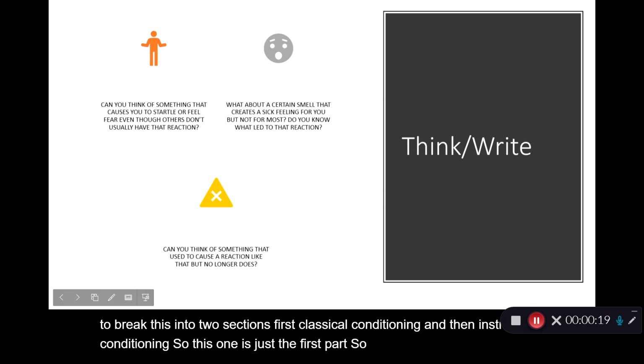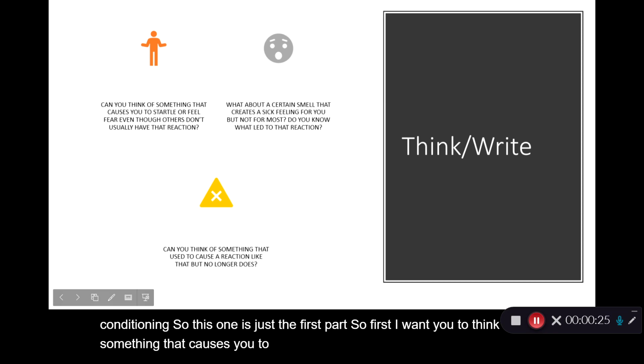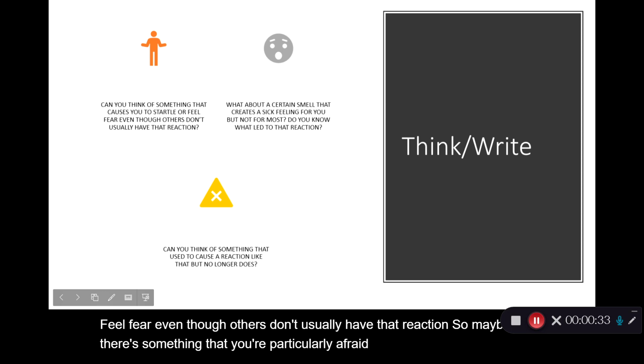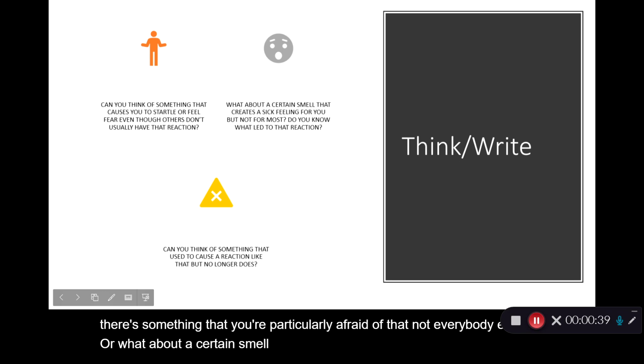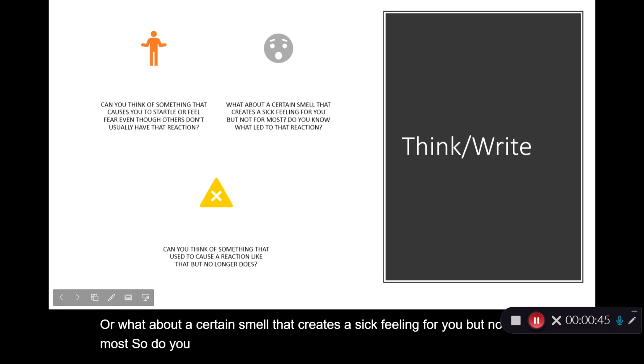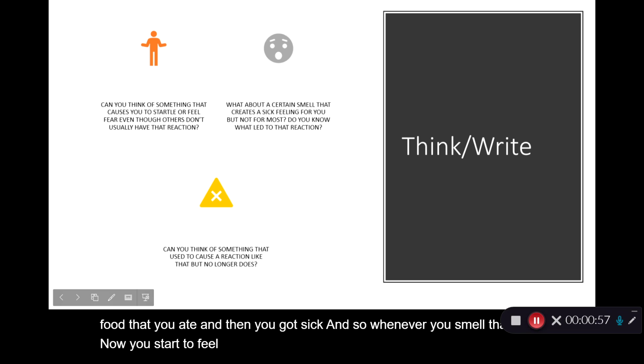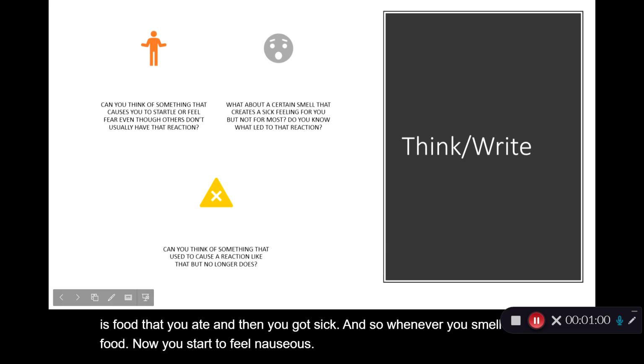So first, I want you to think about something that causes you to startle or feel fear, even though others don't usually have that reaction. So maybe there's something that you're particularly afraid of that not everybody else is. Or what about a certain smell that creates a sick feeling for you, but not for most? So do you know what led to that reaction? For some people, the sick one is food that you ate and then you got sick. And so whenever you smell that food now, you start to feel nauseous. So just think about something that might be for you.